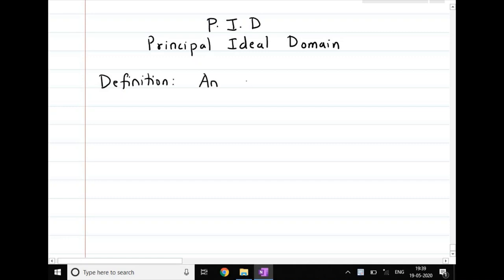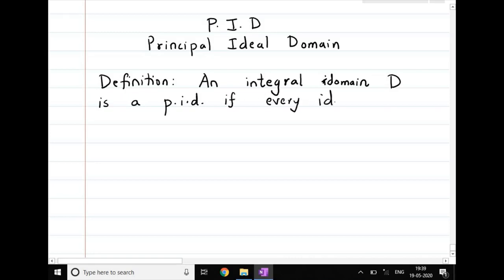An integral domain. So the first thing I will need here is that we'll work in an integral domain D. D is a principal ideal domain if every ideal in D is a principal ideal.